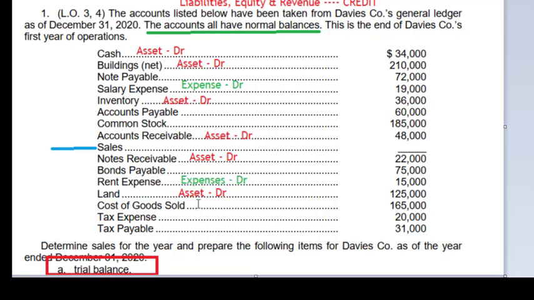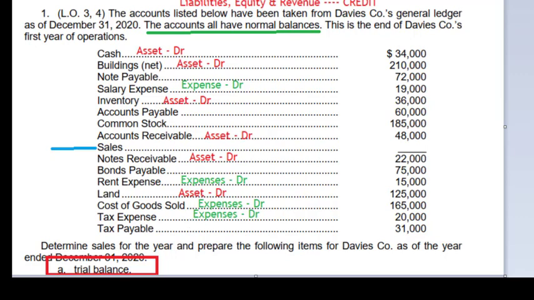Cost of goods sold. Now this one is a bit tricky because it doesn't tell you it is an expense, but for now I want you to know that it is an expense. Why is it an expense? We'll talk more about that in future videos. Tax expense, it tells you it is an expense. Don't even doubt yourself, just go for it. So we're done with expenses.